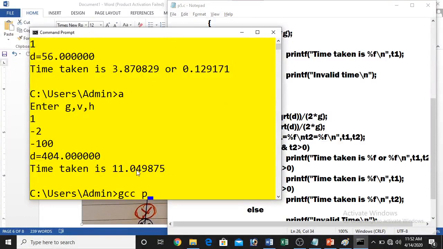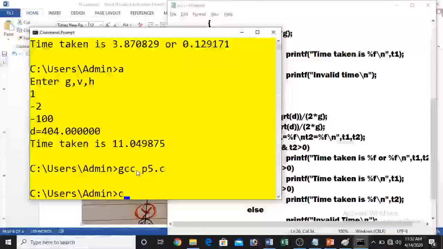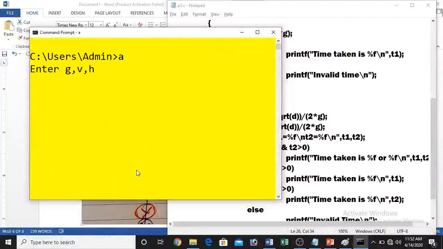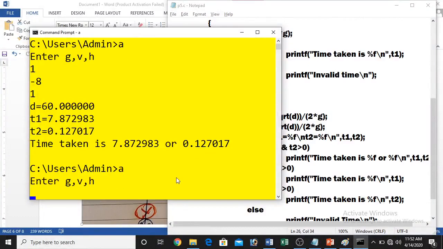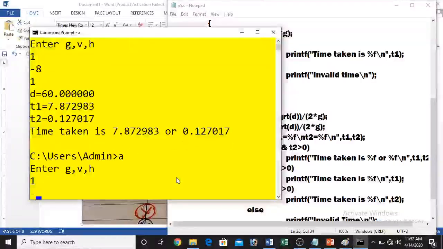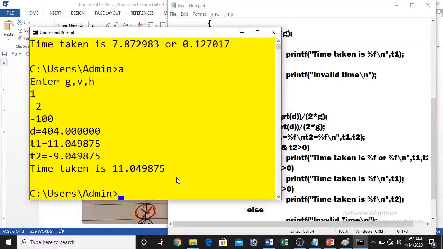So gcc p5.c. Let me run this. If I enter 2, -8 and 1, you will get D equal to 60, T1 is 7.8, T2 is 0.2. So any one time we can consider. If I enter 1, -2 and -100, you can see that T1 is equal to 11 and T2 is equal to -9. So for the time taken, we are considering only the positive value, T1.